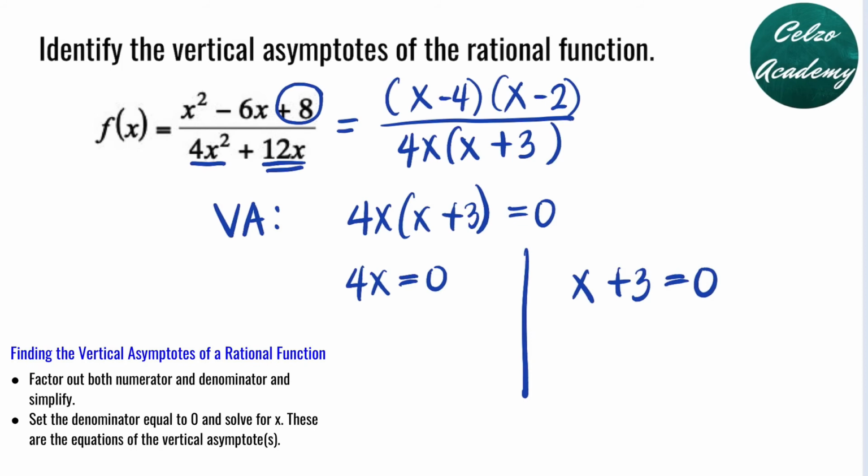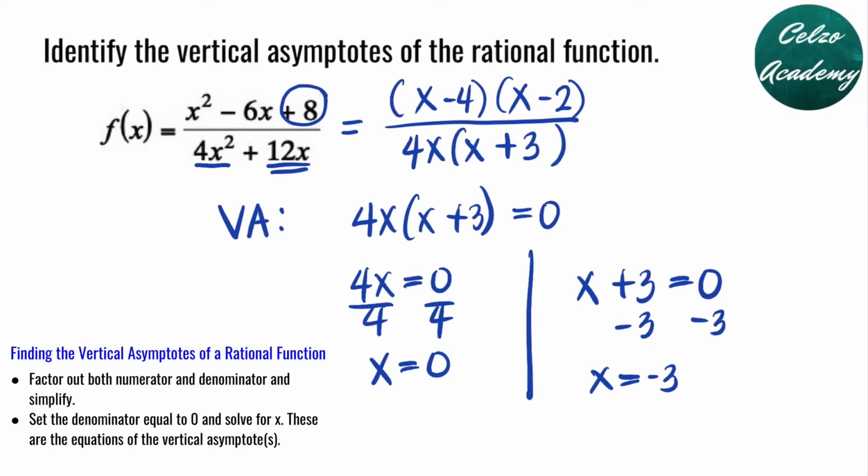The first one, we divide by 4, so we have x is equal to 0. For the second, we subtract 3. That means our x is equal to negative 3. So the vertical asymptotes are x equals 0 and x is equal to negative 3.